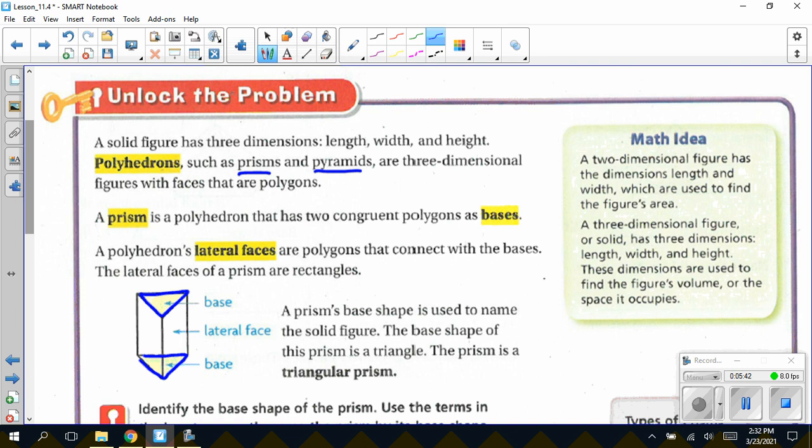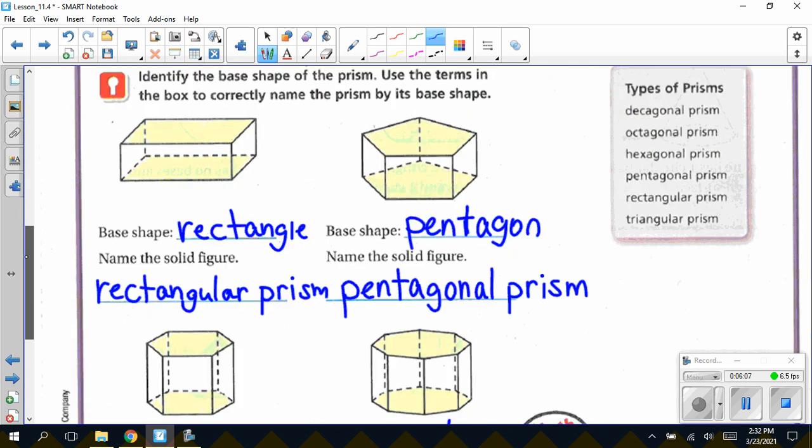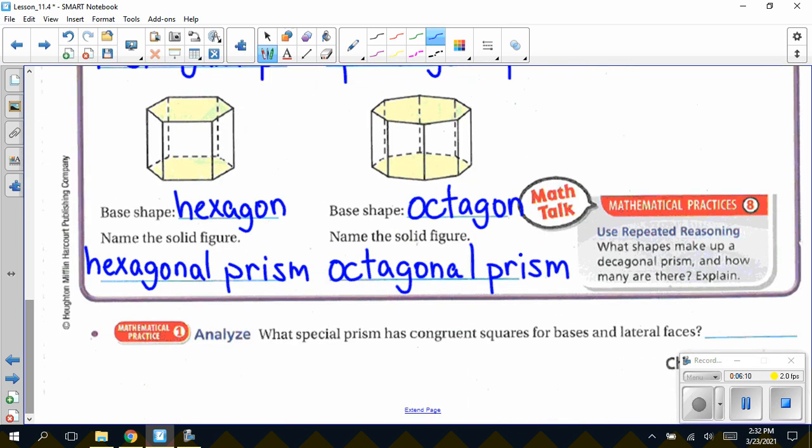Our 3-dimensional figures, that is like filling up that either prism or pyramid, and you have 3 dimensions, which is your length, your width, and your height, which is stated up here under Unlock the Problem. And that we are going to use starting in 11.5, where we are finding volume. So this lesson is just preparing us for our volume lesson in 11.5.